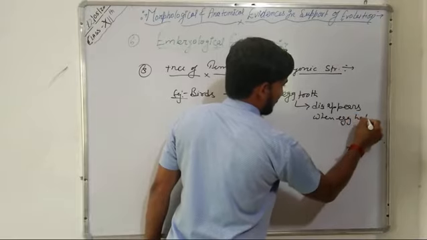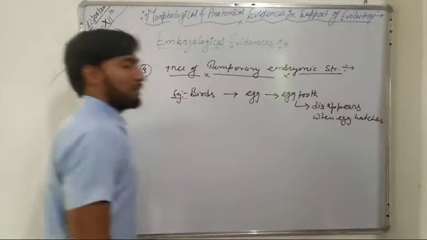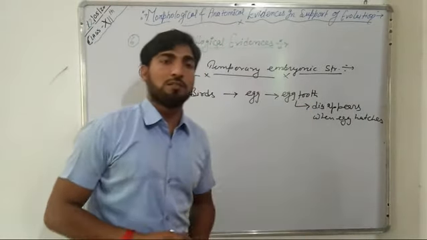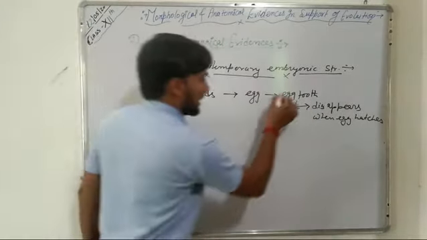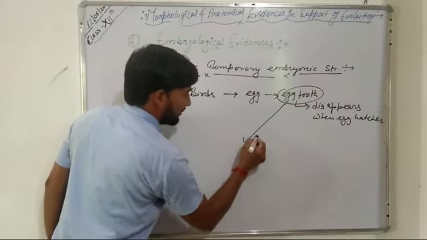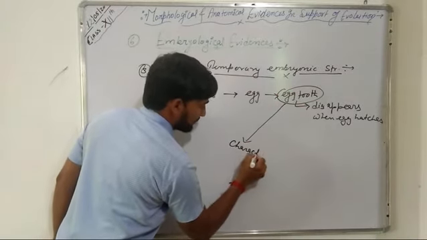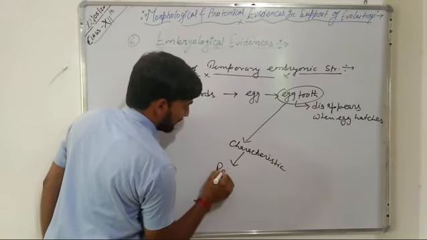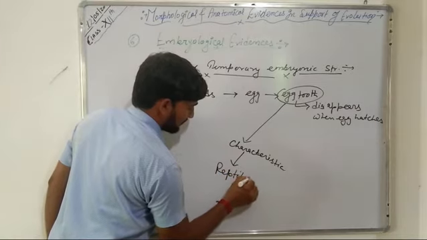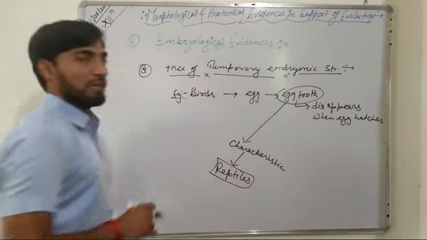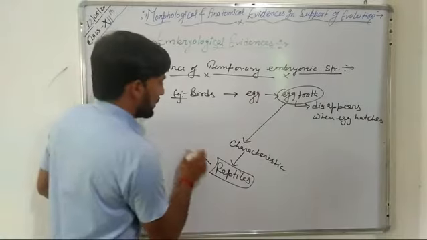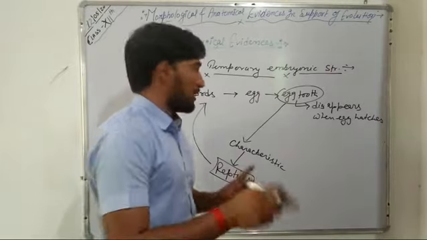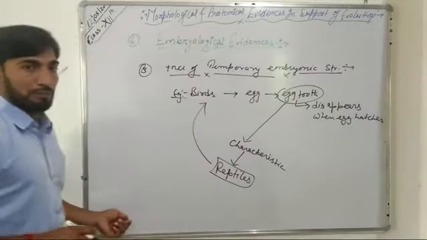So in case of birds, the egg contains the egg tooth, but this egg tooth disappears when the egg hatches. And this presence of egg tooth is a characteristic of reptiles. So that means these birds may have arisen from the reptiles. That's why they have the reptilian characteristic. So it is the relation between reptiles and birds.